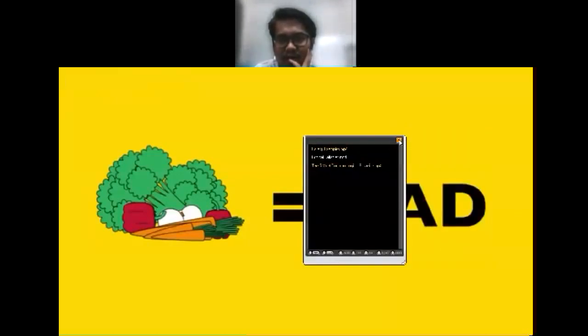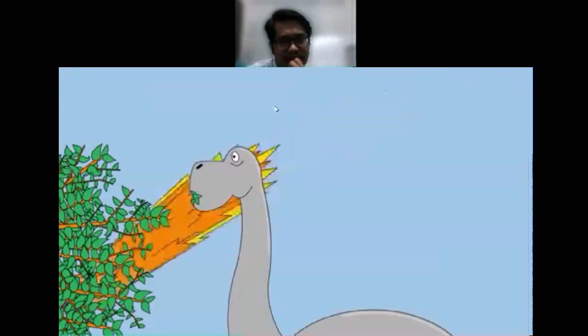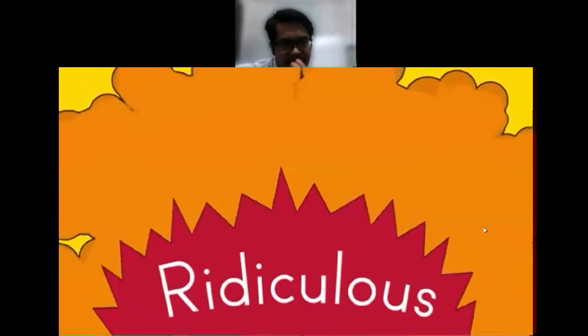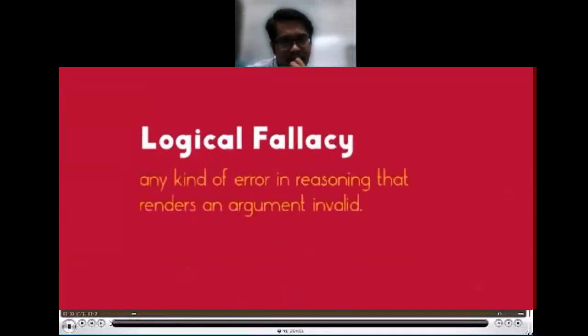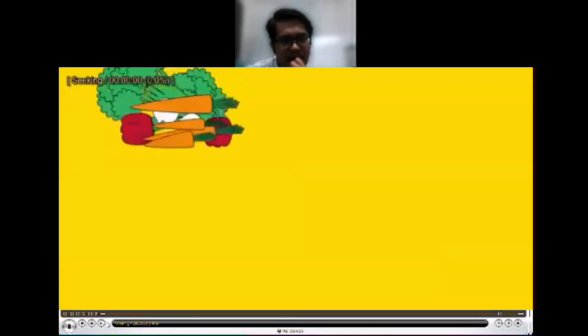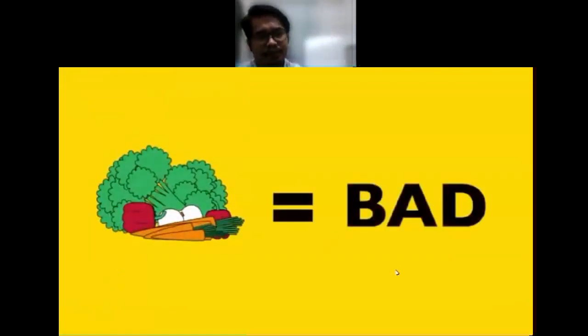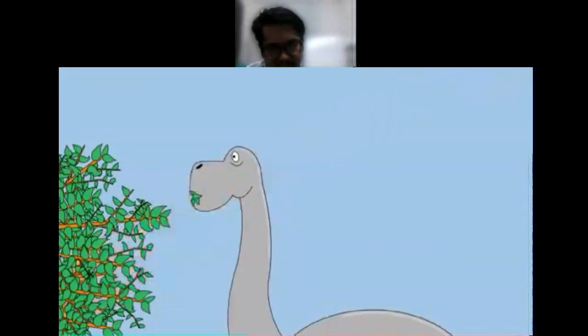After all, the dinosaurs ate plants, and we all know what happened to them. Let's pause for a moment. That argument was ridiculous, and that's because it contained a logical fallacy. A logical fallacy is any kind of error in vegetables are bad for you. After all, the dinosaurs ate plants, and we all know what happened to them. Let's pause for a moment.